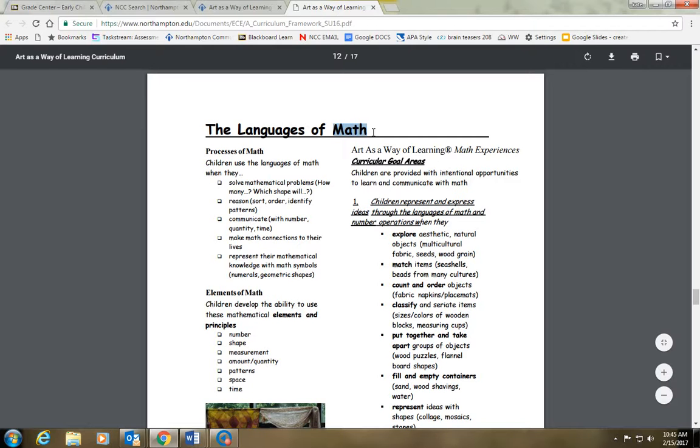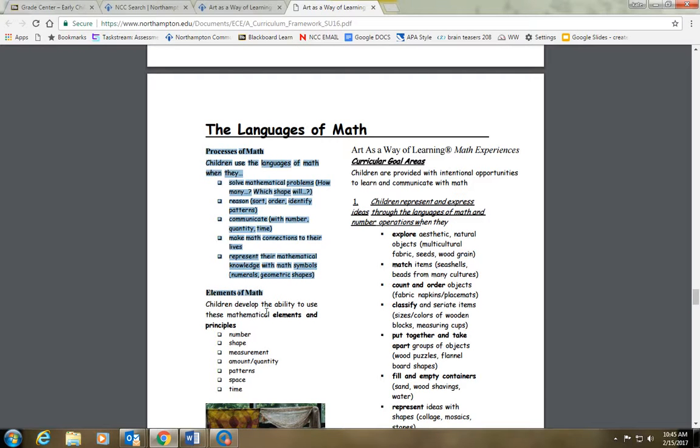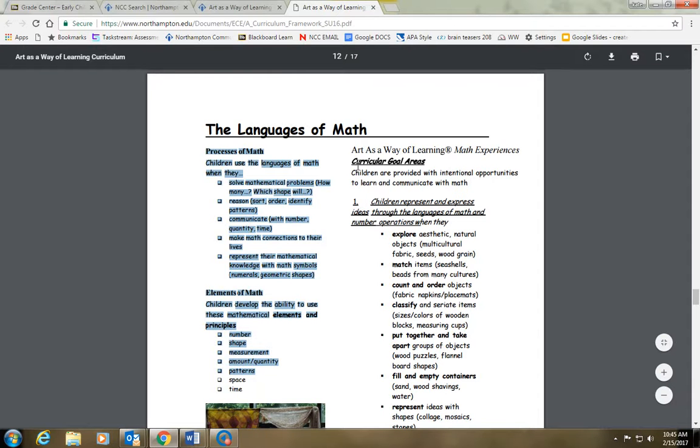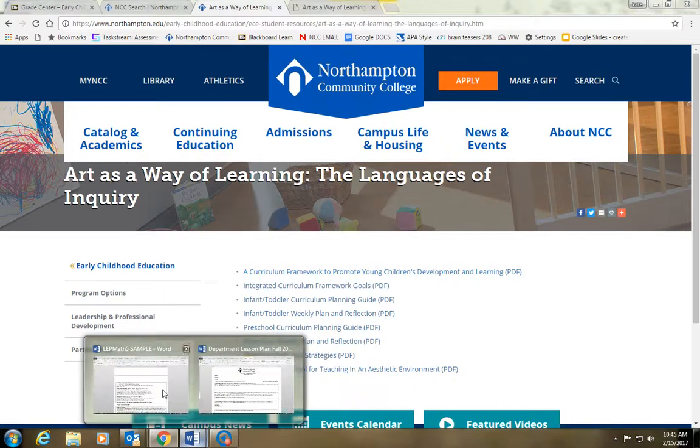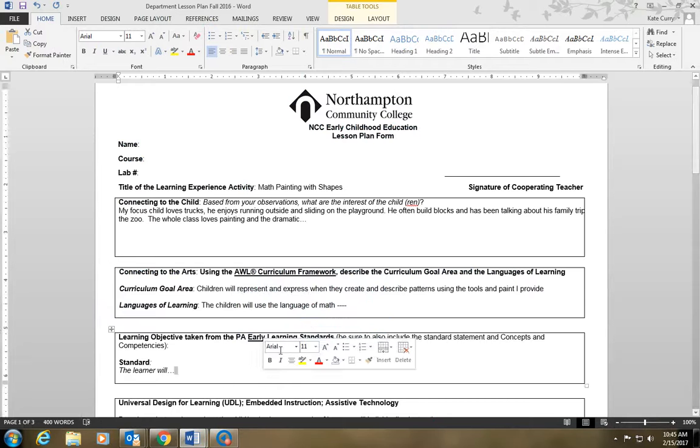When your lesson plan is graded, it should be very clear what you've planned for in the language of math, pulling from both lists. It should be very clear what curricular goal you have planned for and where you got your idea. Okay? And then what is much easier, you'll use your PA standard book and you will fill in what standard you plan to focus on. Now this does not have to be a math standard. It might be approaches to learning and play. It could be physical, depending on what you're planning for.